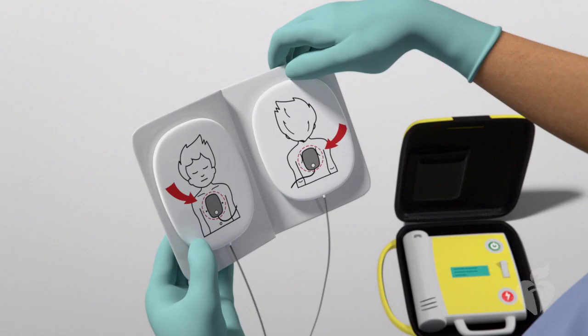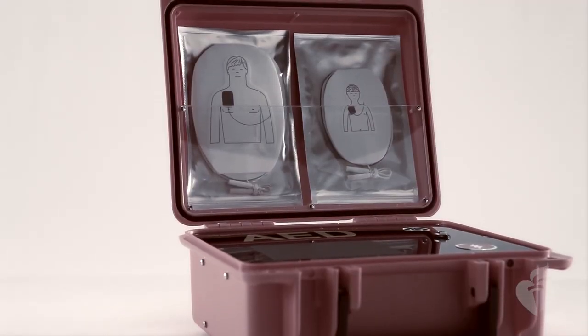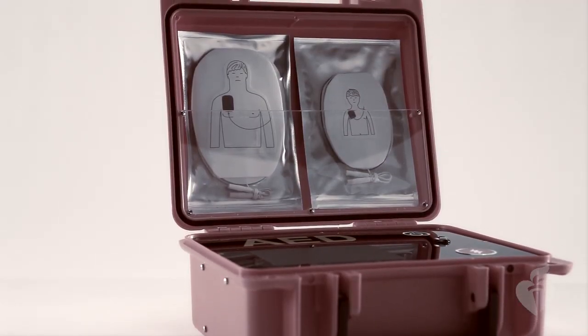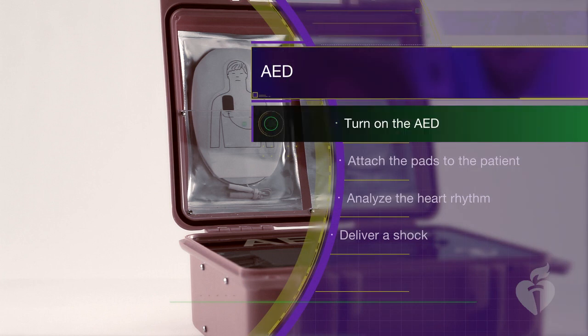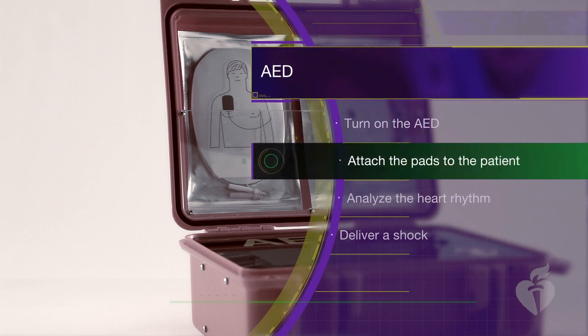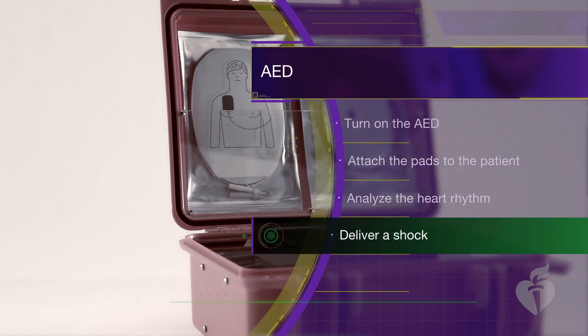Some AED pads recommend a different pad placement for infants and children, placing one pad on the chest and one on the back. Follow the pictures on the pad packages for proper pad placement. Although AEDs may differ slightly, there are 4 universal steps for operation: turning on the AED, attaching the pads to the patient, analyzing the heart rhythm, and delivering a shock, if indicated.